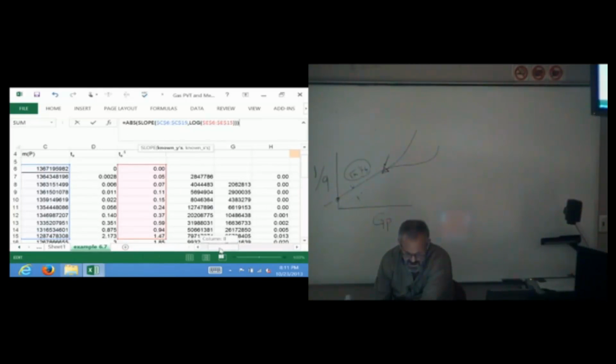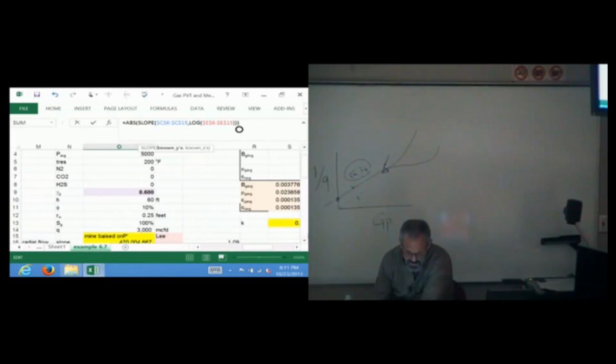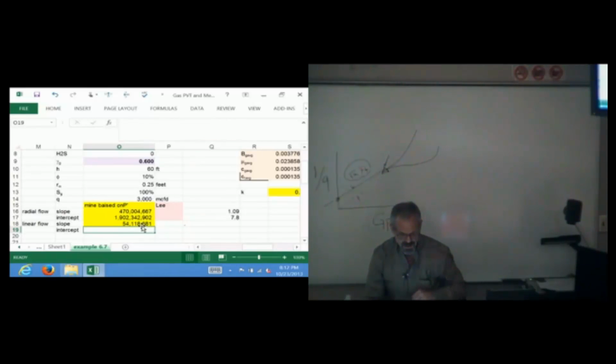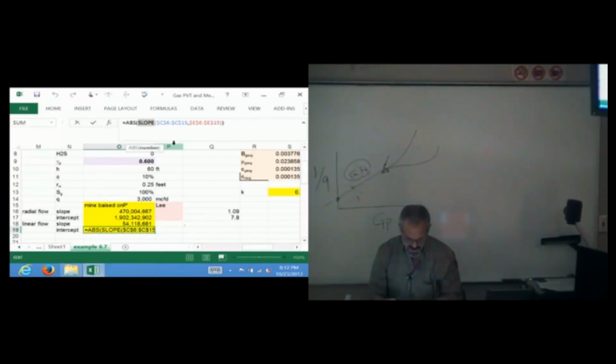Okay. Now I've got the slope. I did something wrong. Oh, I got to get rid of the log. I get rid of some of these extra parens. And then I am going to copy that down and change the spelling of slope to intercept.